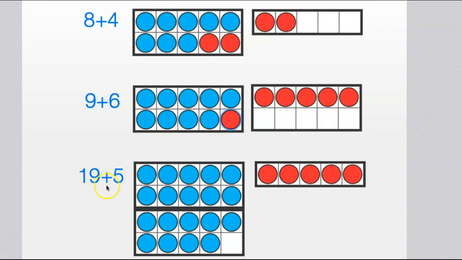And this works even with more complicated addition problems like 19 plus 5. We can make the next 10, which is 20, by adding 1. So we can mentally take 1 from our 5, shift it over to make 20, and then we have 20 plus 4.